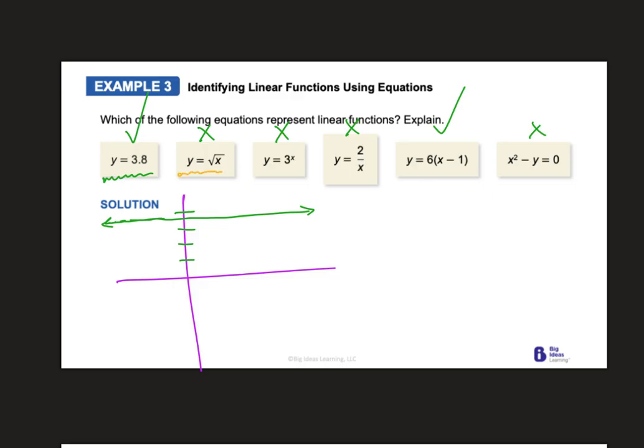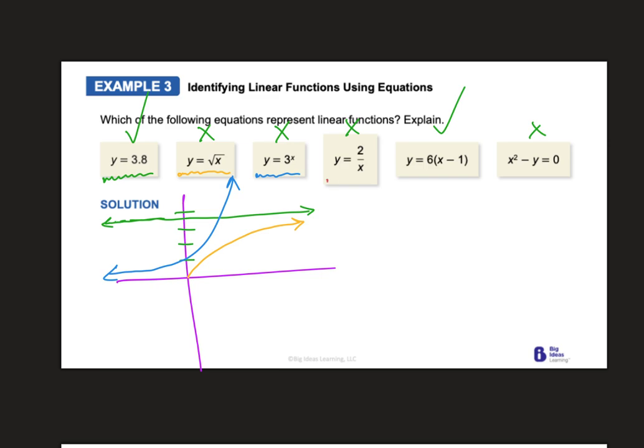This one is not a function. It looks about like that. I don't know how it interacts with this line. I'm not graphing it for perfection right now, but it's definitely a curve, right? Not linear. This one is exponential. It looks like this. Definitely not linear, right?